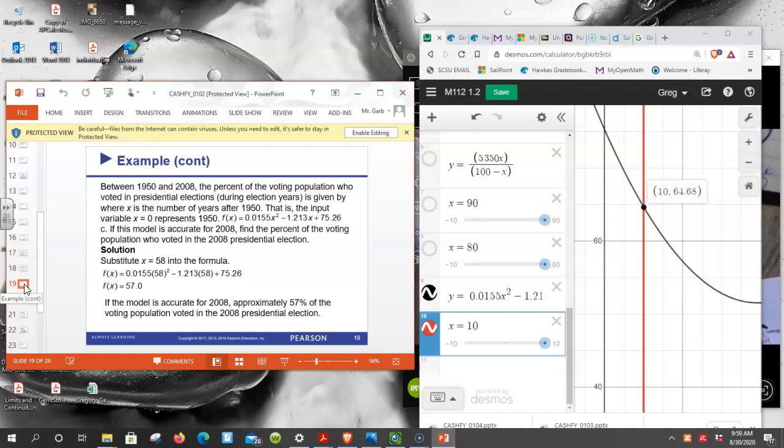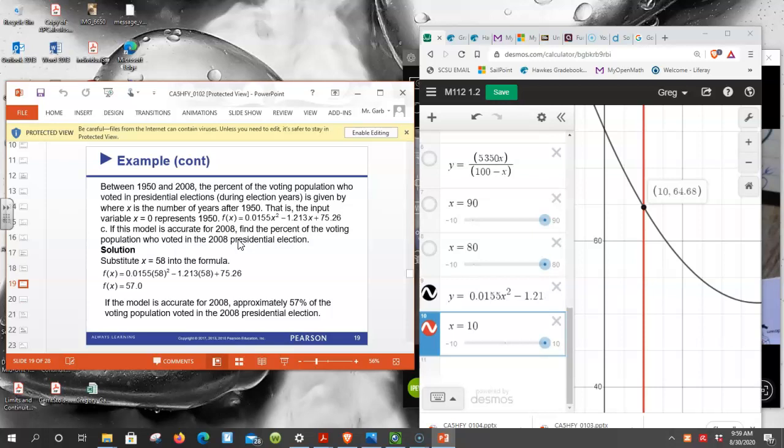That's what that's saying. All right, what's 19? Can you get there? What do they want to know? They want to know what percent of the population was voting in 2008. So in 2008, what percent of the population voted?